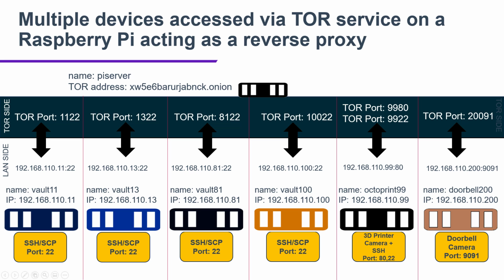Since some ports are the same, such as the use of port 22 on all these servers on the left, I created my own mapping style. I used the IP address of the LAN resource followed by the port number on that device. This will not work with all services, of course, but it's good enough for the typical small environment. I'll be covering mostly accessing the 3D printer camera and SSHing on the Octoprint 99.